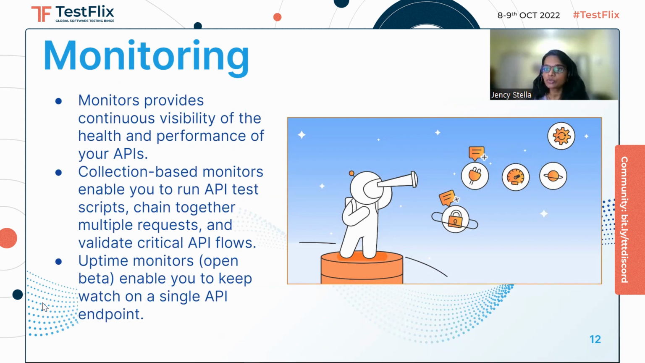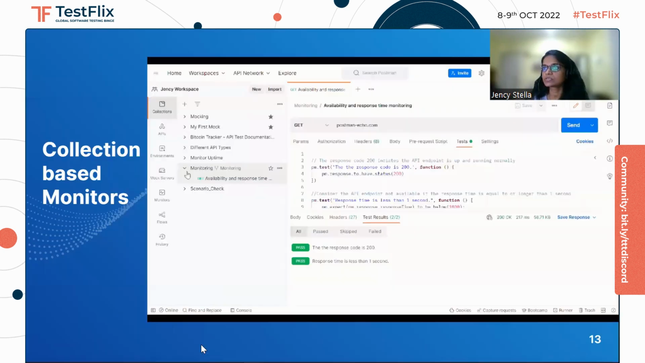In Postman, we have two different types of monitors. One is collection-based monitors and the other is uptime monitors. Collection-based monitors help you to monitor your endpoints at the collection level, wherein you can monitor critical API workflows. An uptime monitor helps you to monitor a single API endpoint, wherein you can monitor whether your website is up or not. So let's check them one by one.